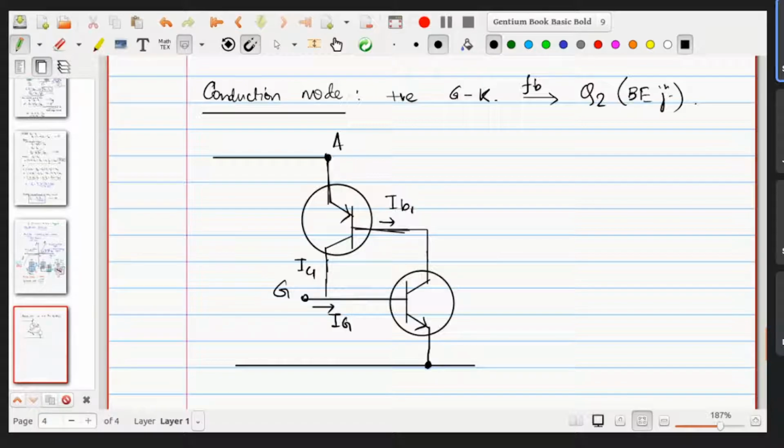So we find that this is the cathode, this is our VG, the gate to cathode voltage, and this is the anode to cathode voltage. And what is this part? This IG that we are having over here, this is now IB2, and this is the collector current to the next transistor here, and this is our IE2.